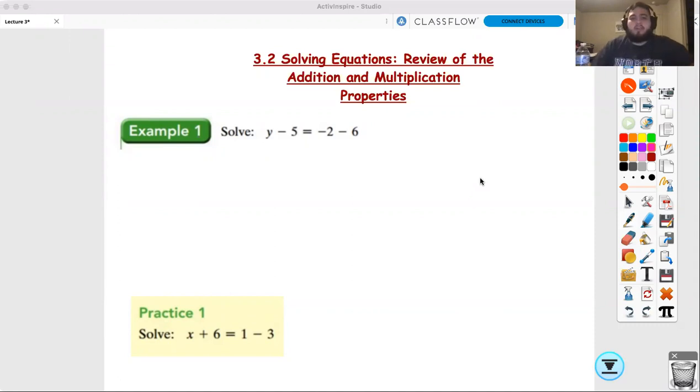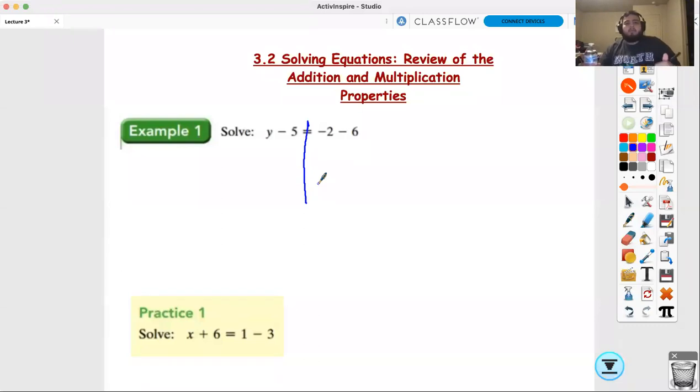3.2, solving equations. So the review of addition and multiplication properties, which is what you already have in your notebook. I'm not gonna have you write that again, but we're gonna start with example 1. And it wants us to solve the equation y minus 5 equals -2 minus 6. Let's go ahead and draw a line down the equal sign.